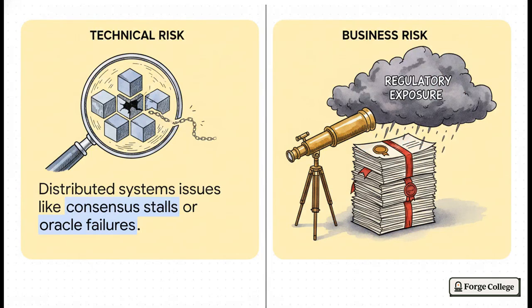So the crucial point here is understanding the difference between these next 2 buckets. Technical risk involves the actual nuts and bolts, distributed systems issues. We're talking consensus stalls, state replication bugs, or an external oracle completely failing on you. Business risk, on the other hand, zooms way out. It's about regulatory exposure, failing to meet contractual obligations, or broken economic incentives. You really need both that micro and macro lens to truly protect your system.